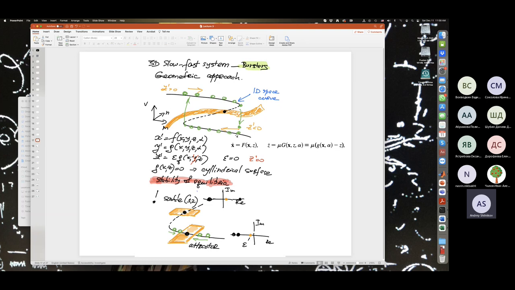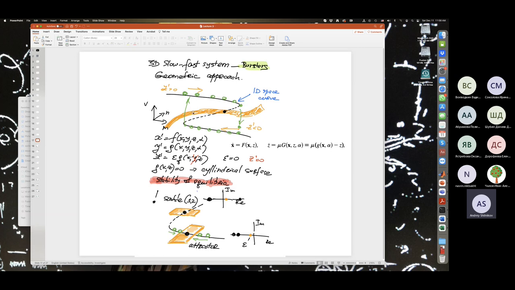But once we have it in 3D, this cubic nullcline still remains one-dimensional, made of the equilibrium states of the system. But this other nullcline, which used to be a line, is no longer a line, but some kind of two-dimensional surface.